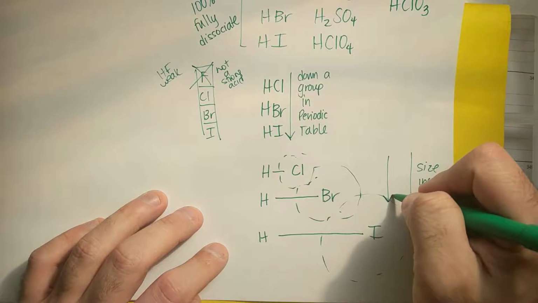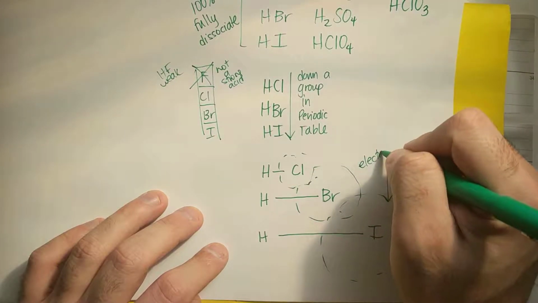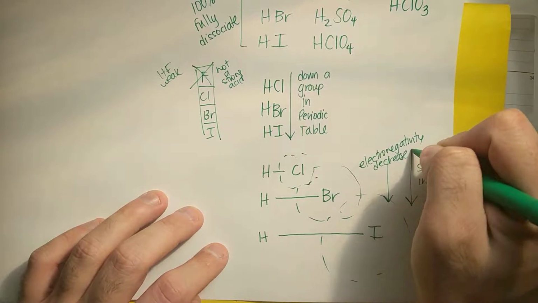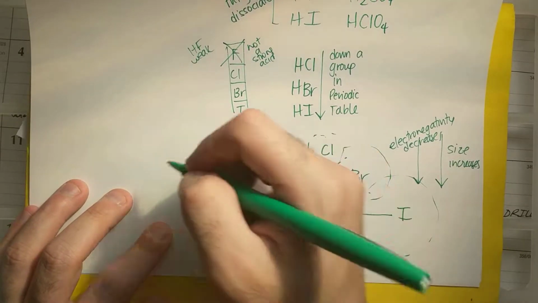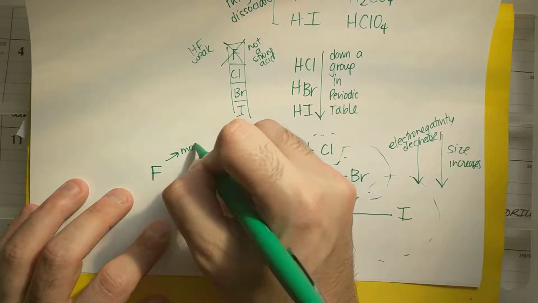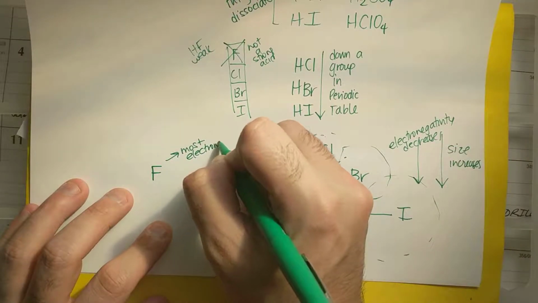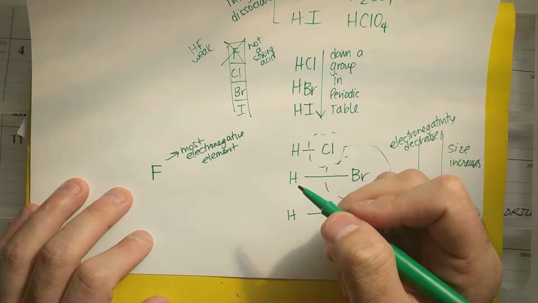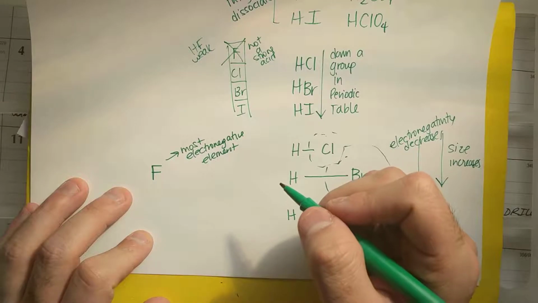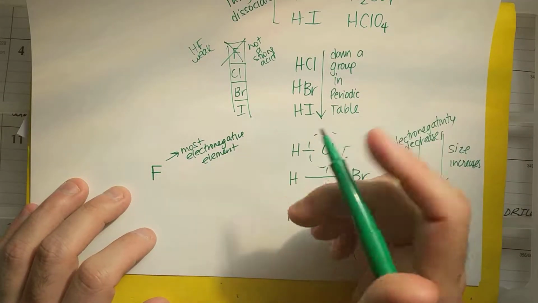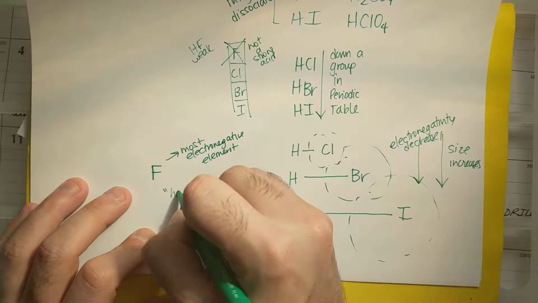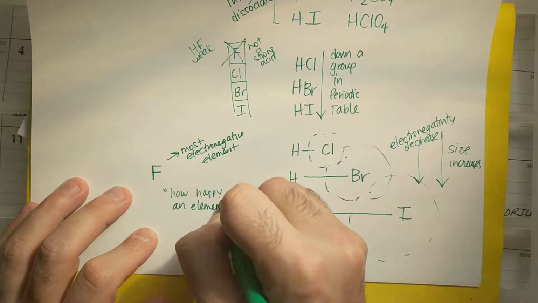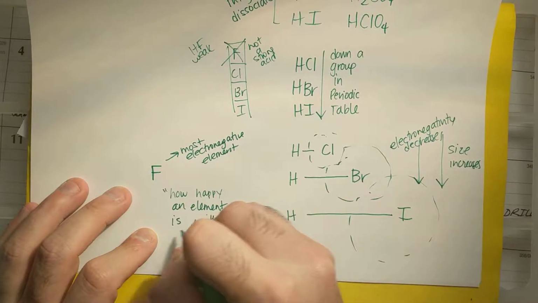But something I will mention is as we go down a group, electronegativity decreases. And what electronegativity is, let's say I have an element, I'm going to talk about F. It is the most electronegative element. What electronegativity really means, and my very scientific, very intellectual definition for electronegativity, is how happy an element is with electrons.